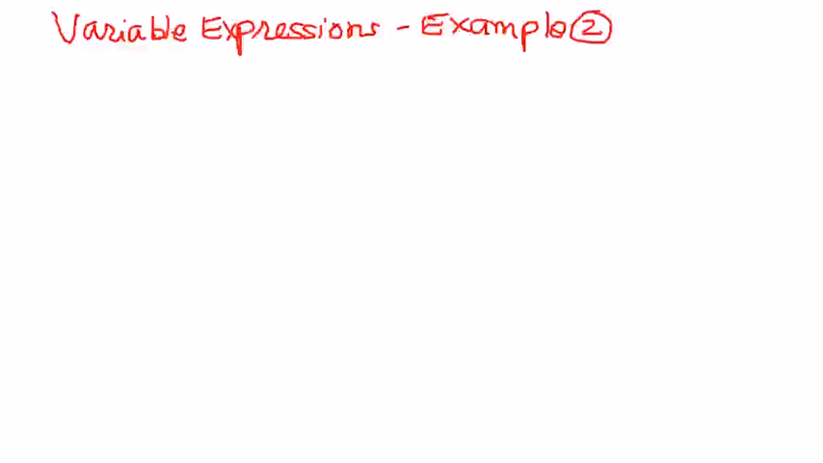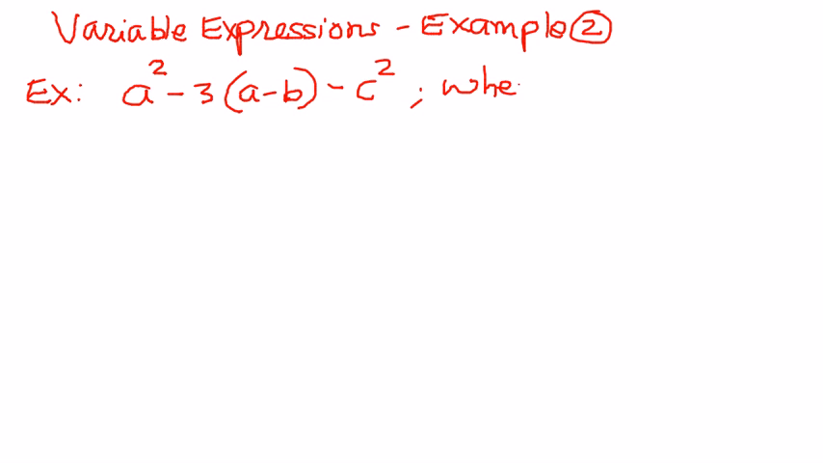Welcome to my presentation. In this presentation, let us look at some more examples related to variable expressions. Let us say we want to evaluate an expression which is of this type. Let's say we are just making up some problems here just to understand the concept. So let's say we have a squared minus 3 times (a minus b) minus c squared, and the values of these variables are given to us as a equals 2, b equals -1, and c equals 3.